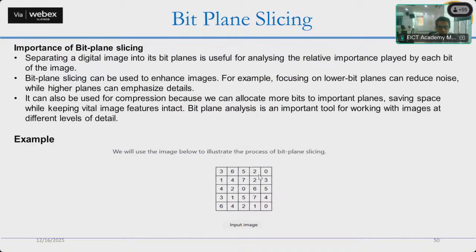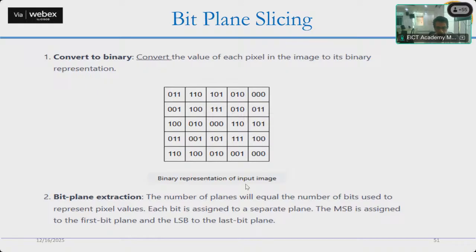Whenever you see this type of example, the first thing is the pixel value, and how many bits are required to represent it. For example, the highest value is 6, so we need 2 raised to the power something; the nearby number is 8, and 3 bits are sufficient because 2 raised to the power 3 equals 8. So we will represent all of this matrix in the form of binary numbers. Here we have shown it.